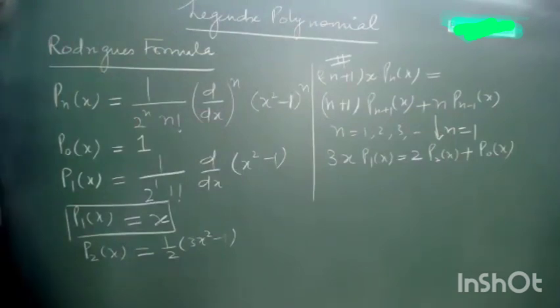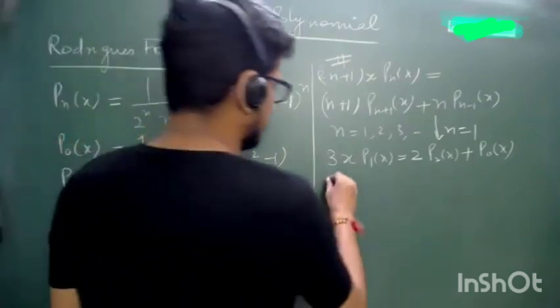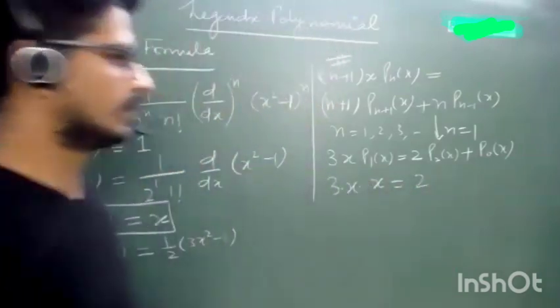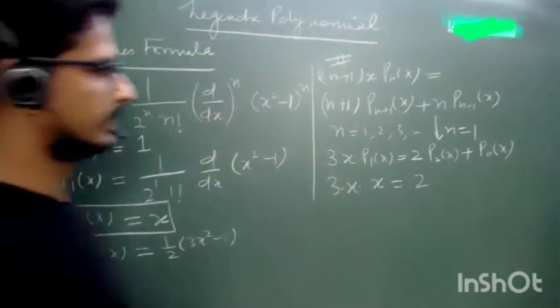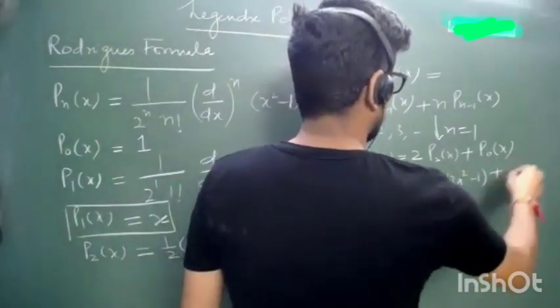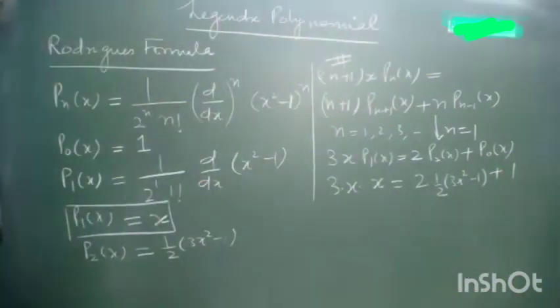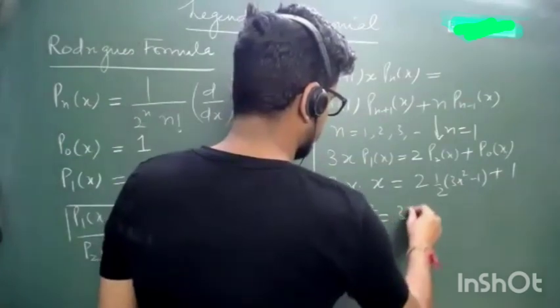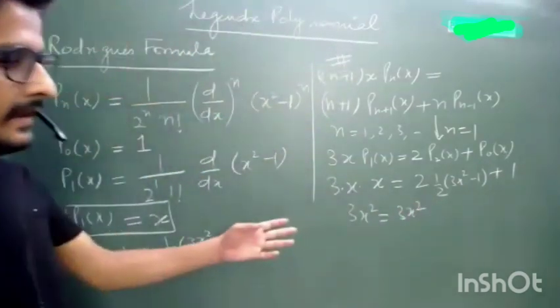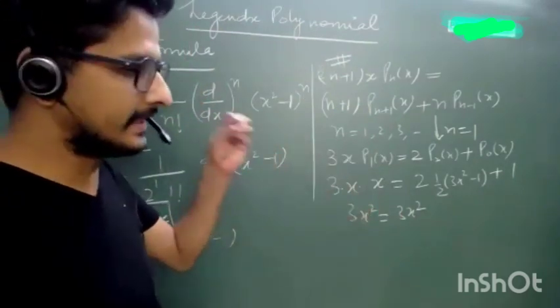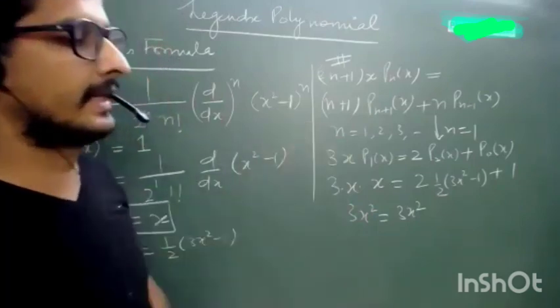Yes or no? Yes, sir. And now check this. This will become 3x P1(x), P1(x) is x, is equal to 2 times P2(x). What is P2(x)? Half of 3x square minus 1, and plus 1. Both are equal or not? So see, this 3x square will become 3x square. So that means if there are other options which are not following that, at least they are not true. You can reject them and the correct option you can reach.